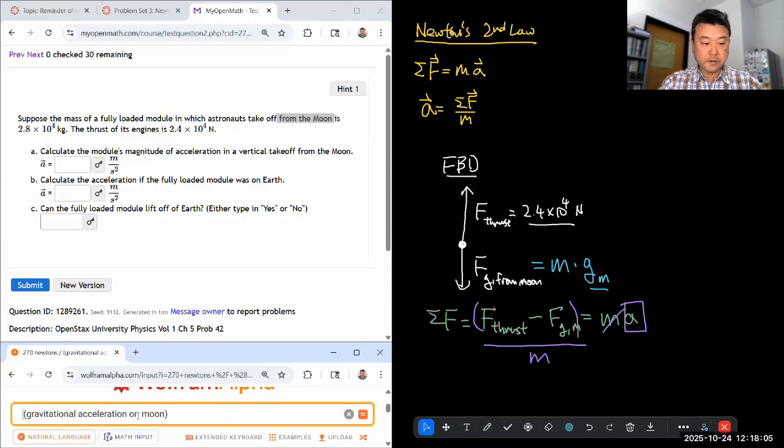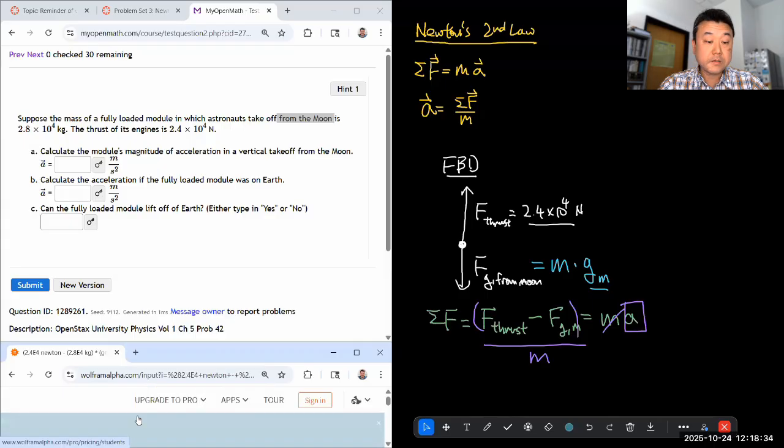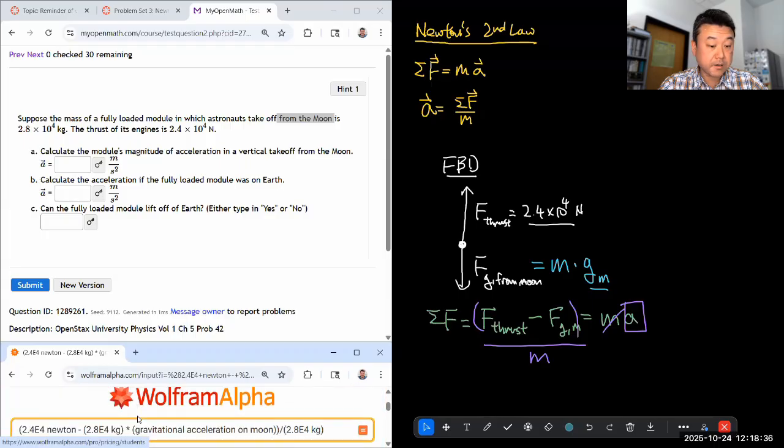So I'm just going to use this constant that I know Wolfram Alpha will look up for me. Let me build the rest of the expression here. The thrust force is 2.4 times 10 to the 4 newtons, and then minus the amount of mass, 2.8 times 10 to the 4 kilograms, times the gravitational acceleration on the moon. That should give me the total force, net force, divided by the mass. 2.8, sorry, not 2.84, 2.8 times 10 to the 4 kilograms. So that should give me something in acceleration. Let's check.